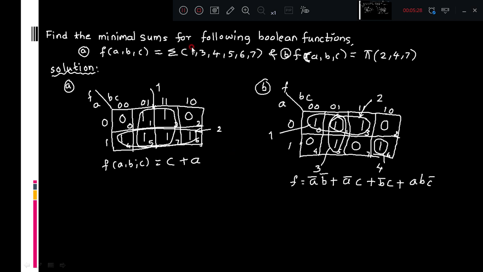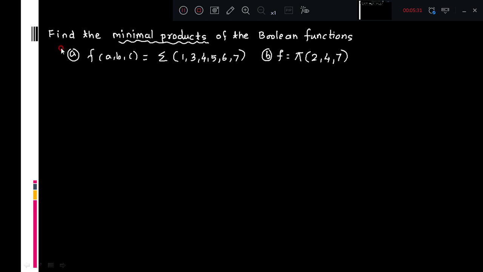Similarly, in the next example, if you are asked to find the minimal products of the Boolean functions, with the previous examples only, we have taken f(a,b,c) = 1 3 4 5 6 7, and f = pi 2 4 7. But in the previous example we have calculated the minimum sum. Now we are asked to calculate minimal products of the Boolean functions. Minimal sum means sum of products. Minimal products means product of sums we need to calculate.